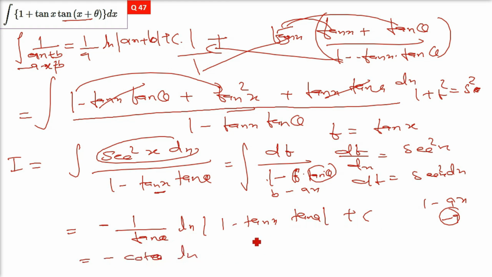So that is why we have 1 minus tan x into tan theta plus c. Now this is your answer. You can just stop here. But if you really want to go ahead, let me tell you, minus cot theta into ln 1 by modulus of 1 minus tan x tan theta plus constant of integration is your final result.